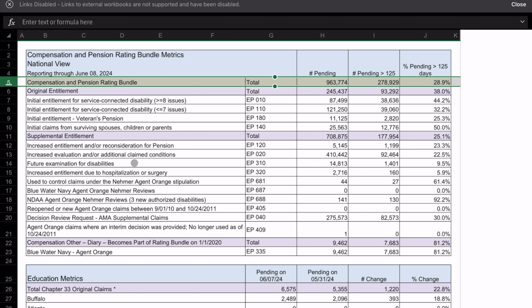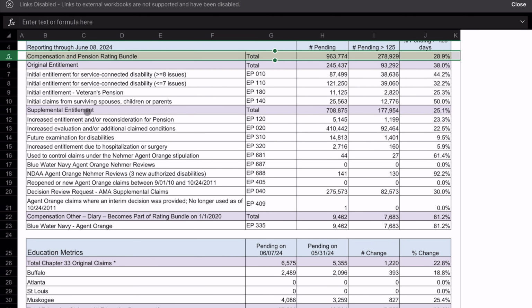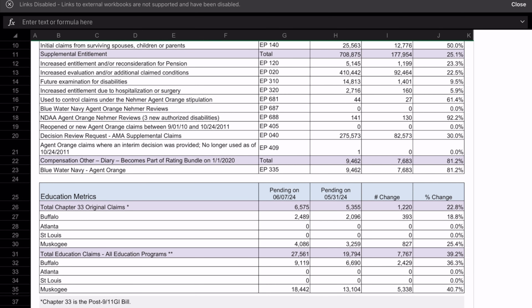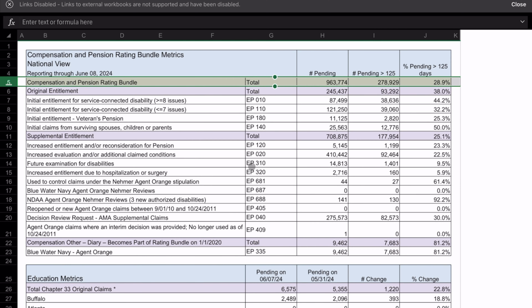All the rest of it is nice to know. There's some interesting supplemental stuff down here. There's all kinds of different details that you can get into. But if you're looking for overall CMP rating bundle total, how many are pending? 963,774. How many are pending past 125 days? And then what's the percentage, right? The percentage is the key for me. 28.9% of all claims have been sitting out there for more than 125 days.